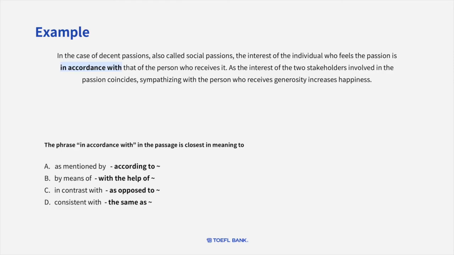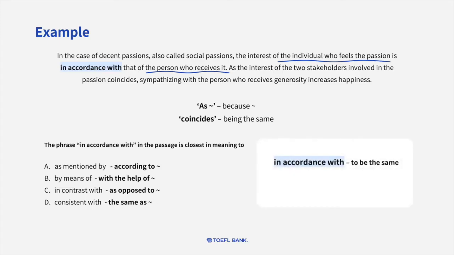The sentence after the one containing the given phrase begins with, "As the interests of the two stakeholders involved in the passion coincides." As means because, and coincides means being the same. So since the next sentence said that the two stakeholders, the individual who feels the passion and the person who receives it, have the same interest, "in accordance with" would mean to be the same. Now we know right away that the answer to the question is D, consistent with.